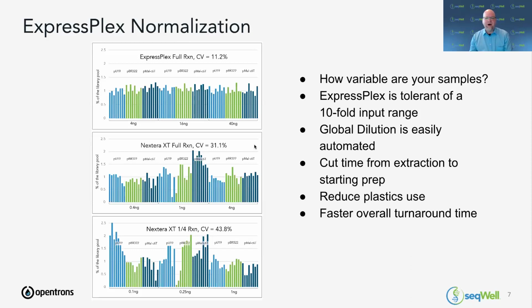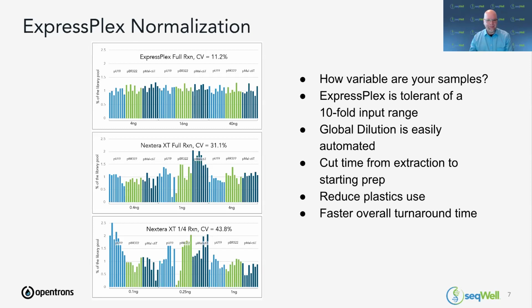And I want you to think about, how variable are your samples? Do you have a wide range and you're trying to do individual normalization of those samples, such that you're spending a lot of time and a lot of plastics getting ready after your extraction to the point of actually being ready for the library prep? With our system, it easily tolerates a 5 to 10X range or fold input. And simply, if you've got a process where you're getting samples in a given range, you might just need to do a simple global dilution across your plate.